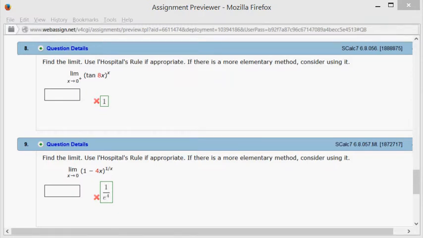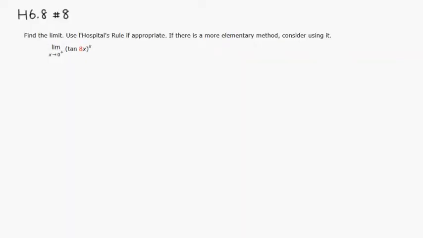All right, let's look at homework 6.8, problem number 8. Let's use L'Hopital's rule to evaluate this limit. As you can see, as x approaches 0, tangent of 0 is 0, so this goes to 0, and x is going to 0. So you have 0 to the 0th power. It's one of the indeterminate forms, so we're going to use L'Hopital's rule.